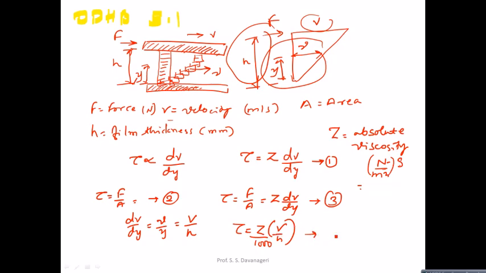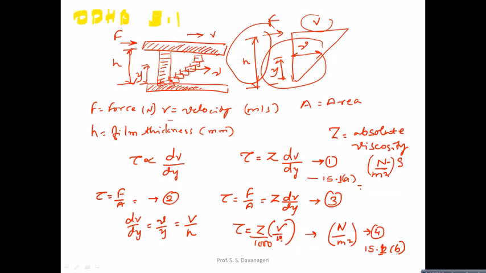Now if you substitute the value of dV by dy in equation number 3, the shear stress is Z into V by H, divided by 1000. So we are going to get this in Newton per meter square. This is equation number 4. You can obtain this equation from the design data handbook, that is equation number 15.1b.